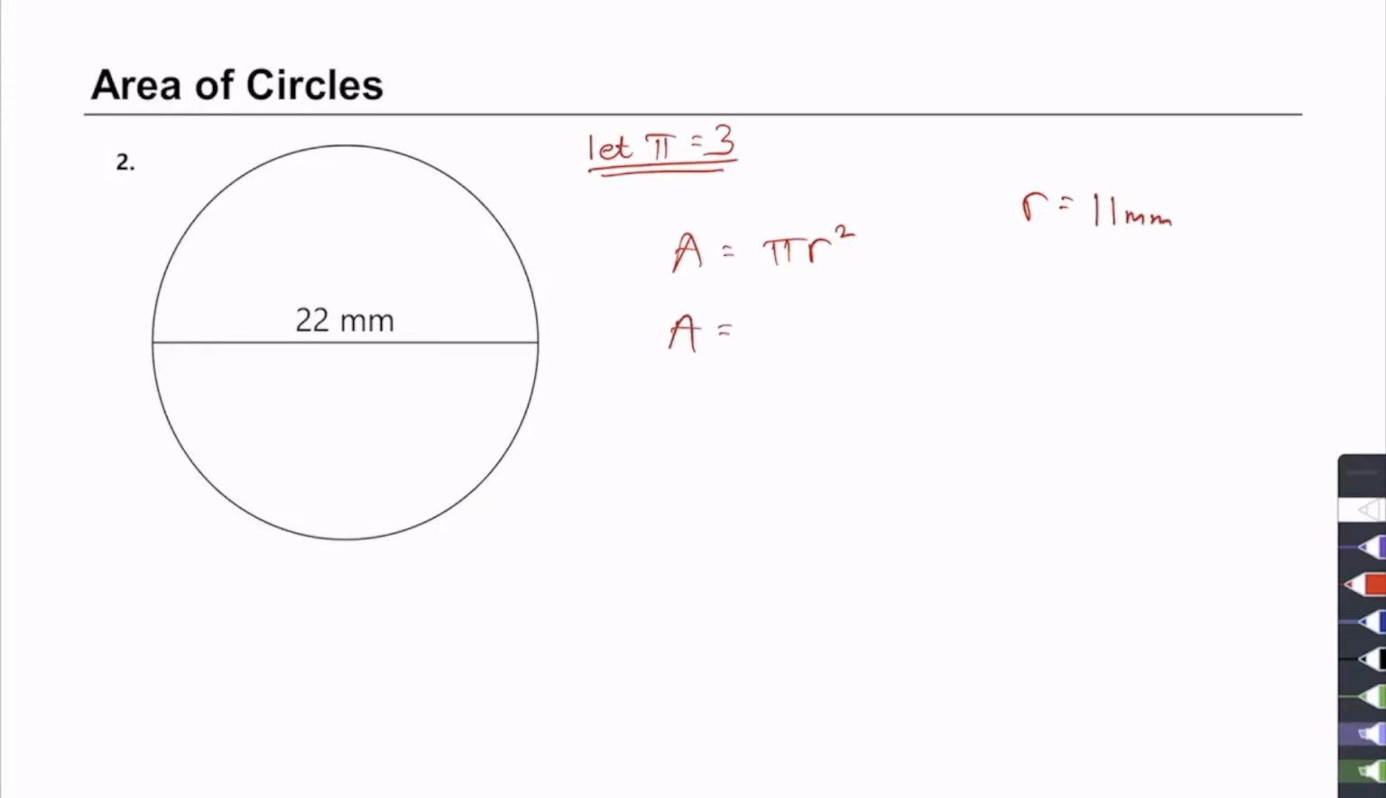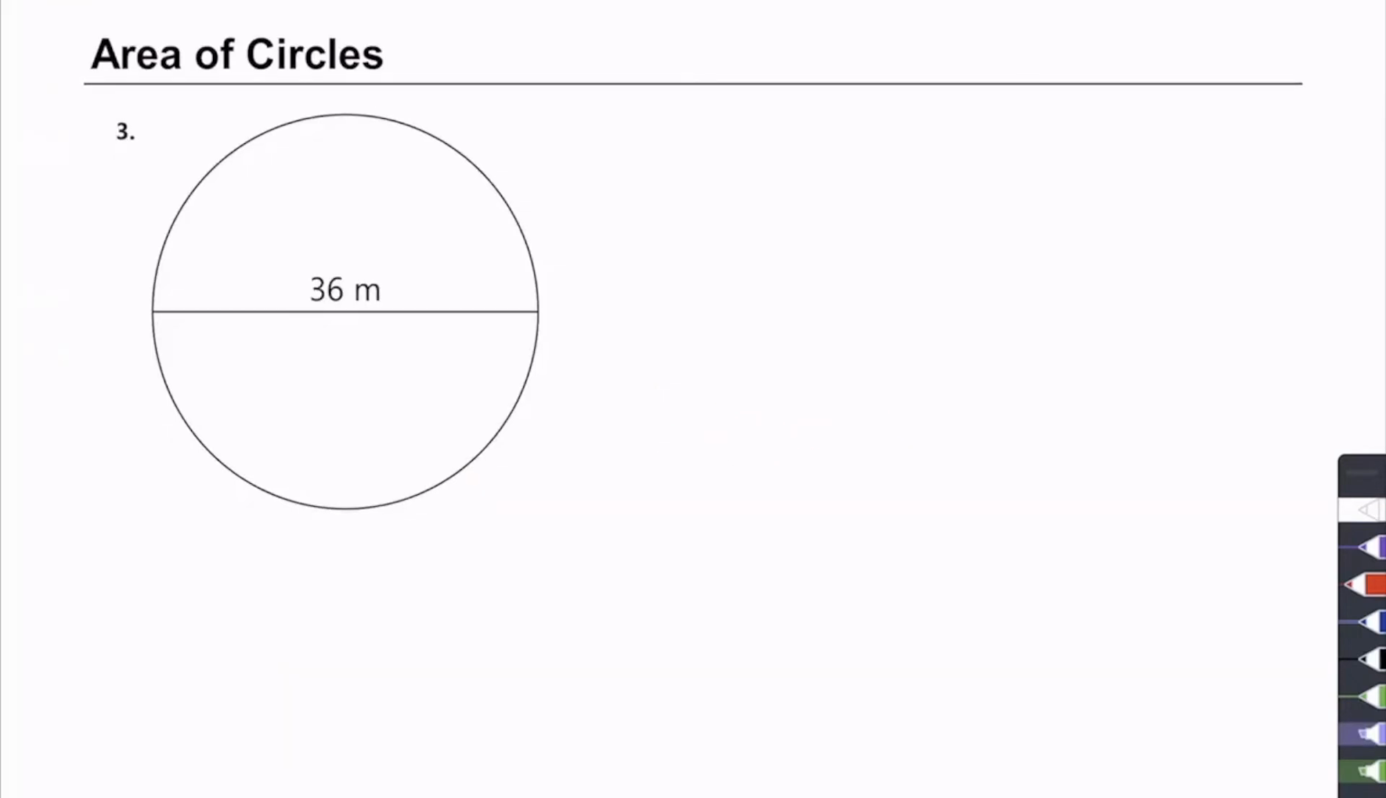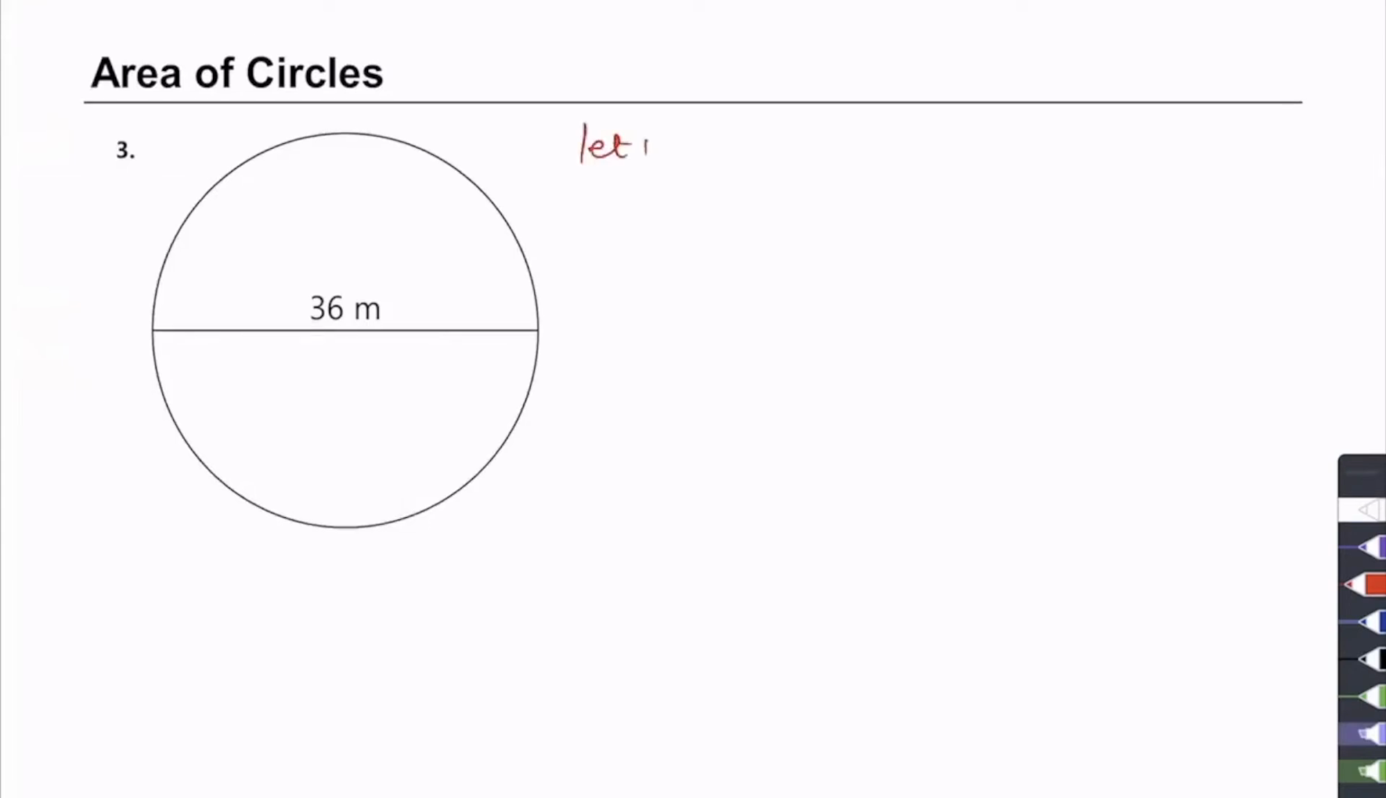Let's substitute our values in. Pi is 3 times the radius, which is 11 squared. And that gives me 3 times 121, which is 363 millimeters squared. Now it's your turn. Have a look at this question. We have a diameter of 36 meters. We're going to say let pi equal 3, and we want to find the area of that circle. You're going to use the formula, area is pi times the radius squared. Have a go, pause the video, and come back in a couple of minutes.